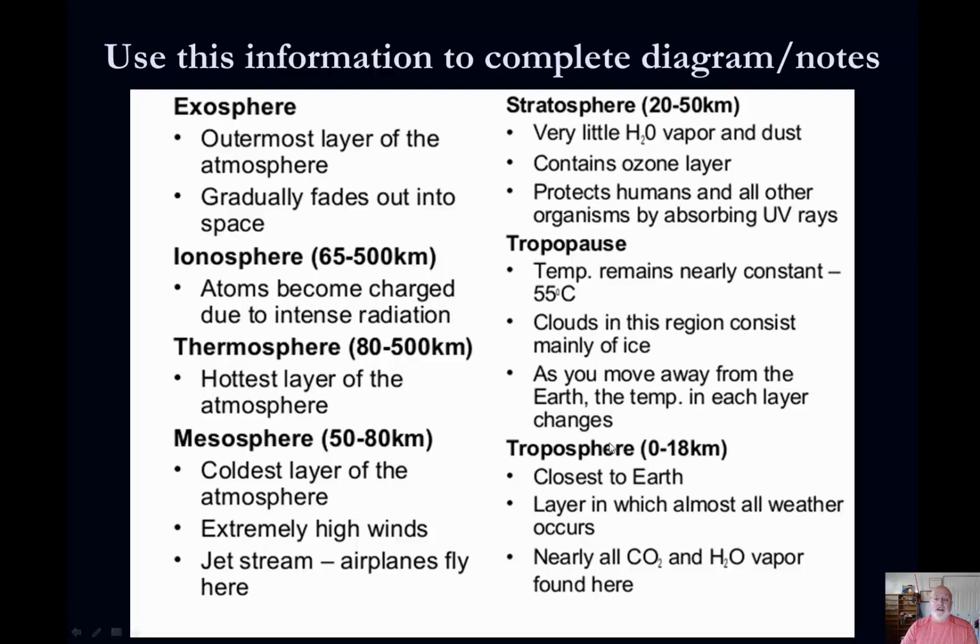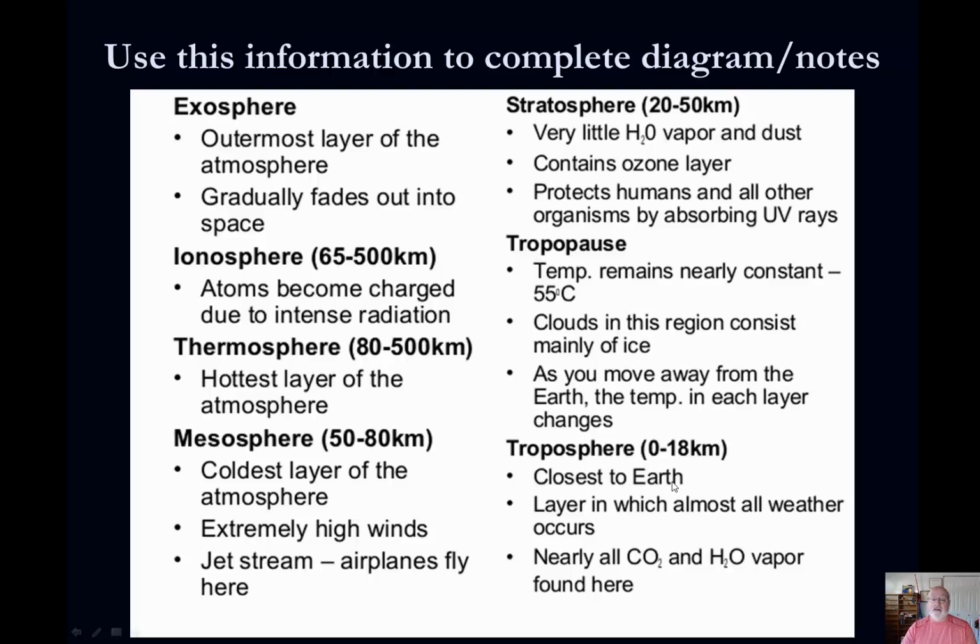Tropopause: this is the area that actually ends the troposphere and leads into the stratopause. Temperatures remain constant. Clouds in this region are all made out of ice, but they're relatively thin, like cirrus clouds. And as you move from this layer, from here on out, the temperatures change. So they get warmer up here and they get colder down here.